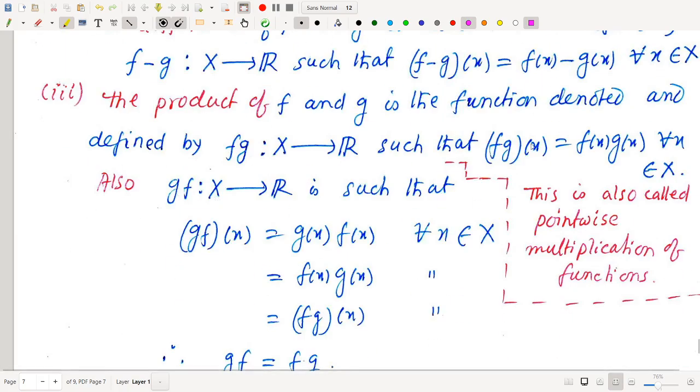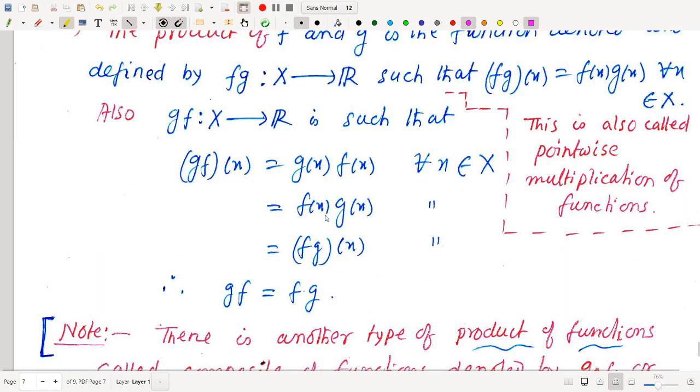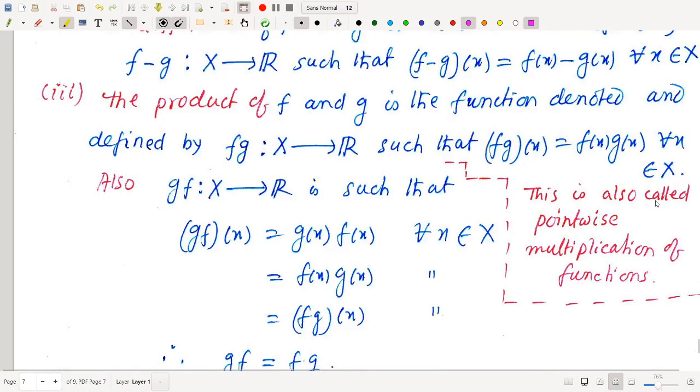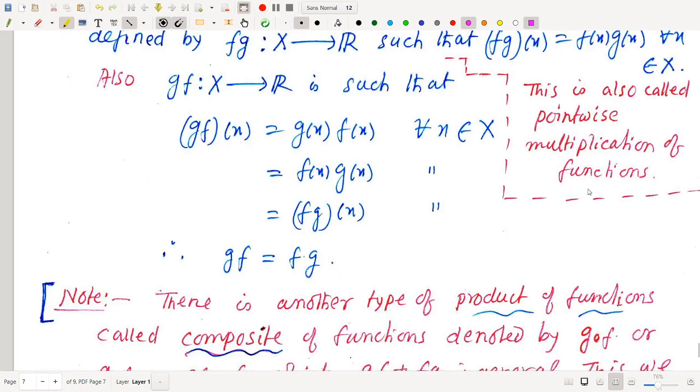Also, gf, here we have defined fg and here it is gf. gf is a function from X to R such that (gf)(x) is g(x) f(x) for all x. But g(x) f(x) can be written as f(x) g(x) because they are real numbers, commutative. 2 into 3, 3 into 2, same like that. So gf(x) equals fg(x). That means gf and fg have the same effect. So gf equals fg, both are equal. And this product is also called pointwise multiplication of the functions, f(x) into g(x), pointwise multiplication.